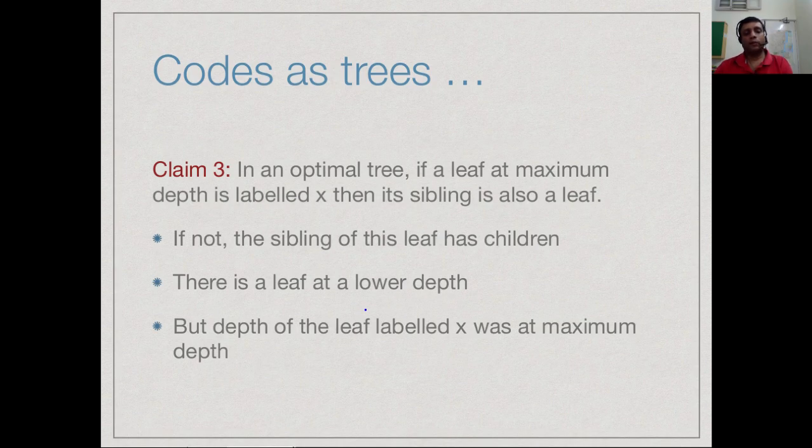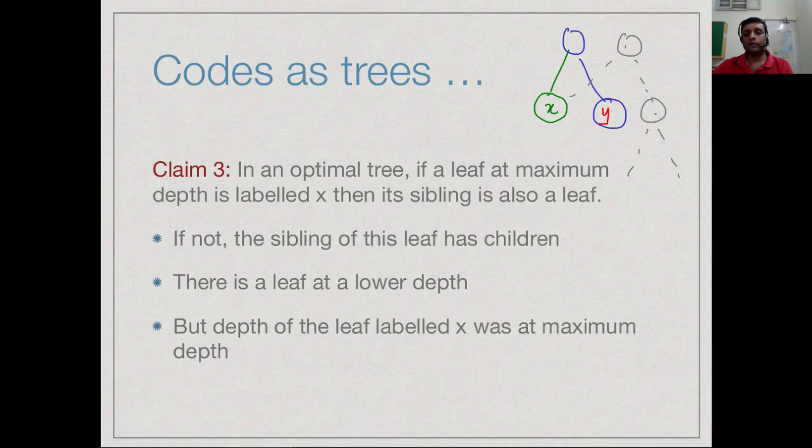The final property is to do with leaves at the lowest level. So supposing I have a leaf at the lowest level, right? So this is some leaf at the lowest level. So I know because it is an optimal tree that it cannot be an isolated child, it must have a sibling, right? If I go up and come down, it must have a sibling. Now there are two possibilities, right? The two possibilities are this is a leaf, or the other possibility is that this is not a leaf, right?